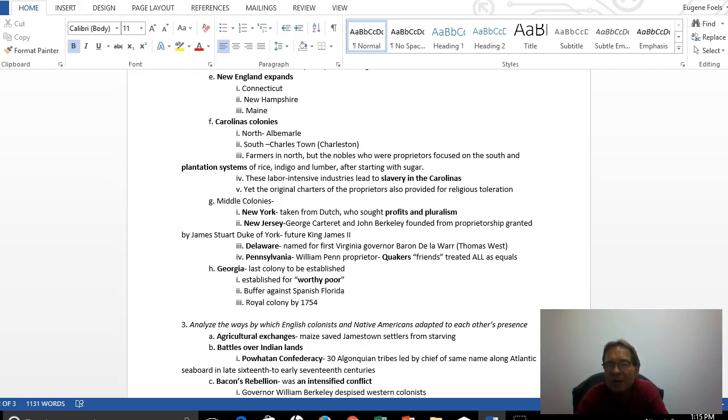Georgia is the last colony to be established. It was established for the worthy poor. Again, many convicts also traveled to this colony, and it's also viewed by the English as a buffer against the Spanish South, Spanish Florida. It doesn't work out very well, and by 1754, this is also a royal colony.